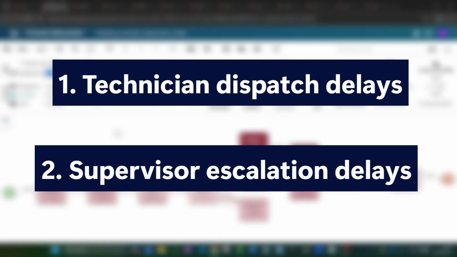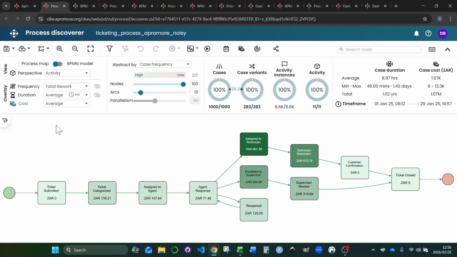Let's also bring money into the picture and add cost overlays. Now we flip to the average cost overlay. This is where the story stops being process curiosity and becomes management obvious. The analysis, using role-based hourly cost models, indicates that technician assignment and escalation to supervisor are high-cost areas. And if those steps are also slow, then we're not only wasting time, we're paying for the waiting.